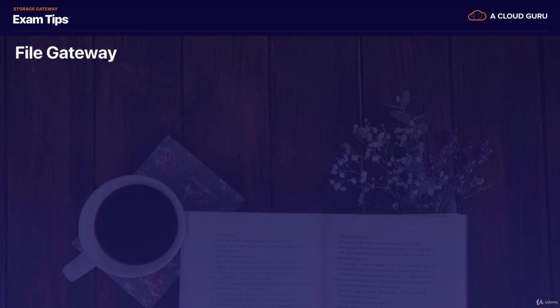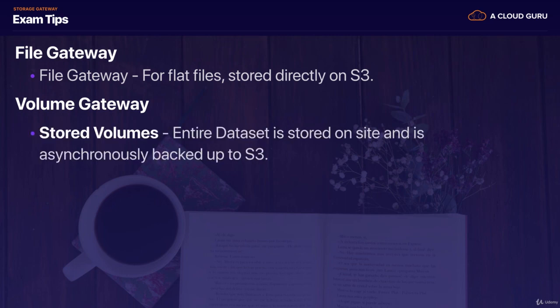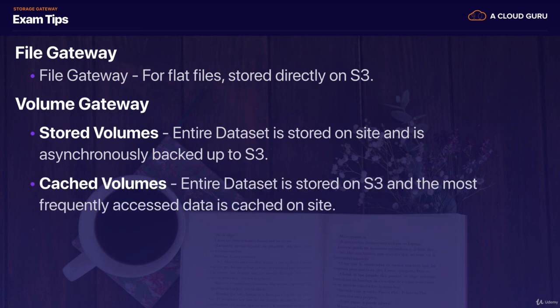So what are my exam tips? Well, we've got File Gateway. This is NFS, and it's for flat files, and it's going to be stored directly on S3. We've got Volume Gateway, which is using iSCSI, and it consists of two different volumes. We've got stored volumes, where your entire data set is stored on S3. Then we've got cached volumes, where your entire data set is still stored on S3, but the most frequently accessed data is cached on site. And with stored volumes, the entire data set is stored on site. So that's the difference. Stored volumes is where you've got your entire data set on site. Cached volumes is where you've only got your most frequently accessed data cached on site.